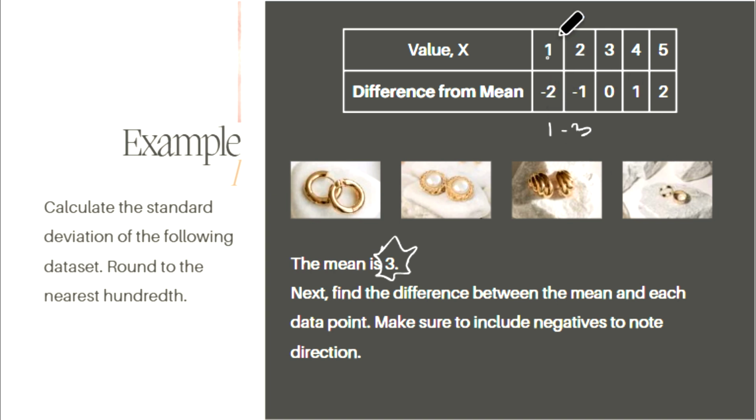All right. So 2 minus 3 would be negative 1. 3 minus 3 would be 0. 4 minus 3, I'm sorry, 4 minus 3 would be 1. 5 minus 3 would be 2.